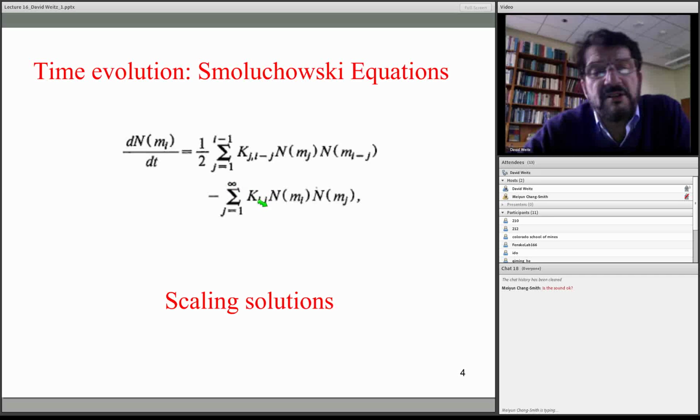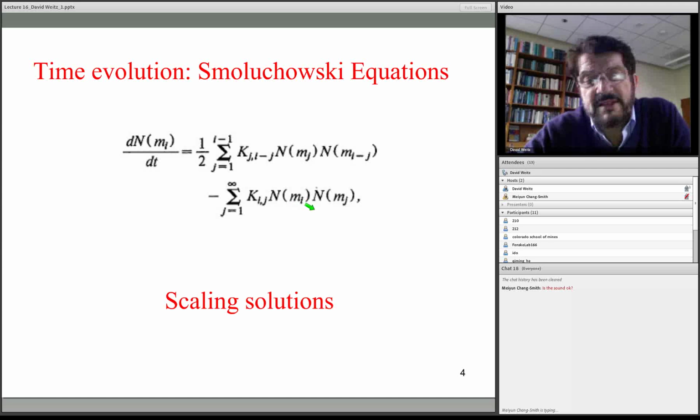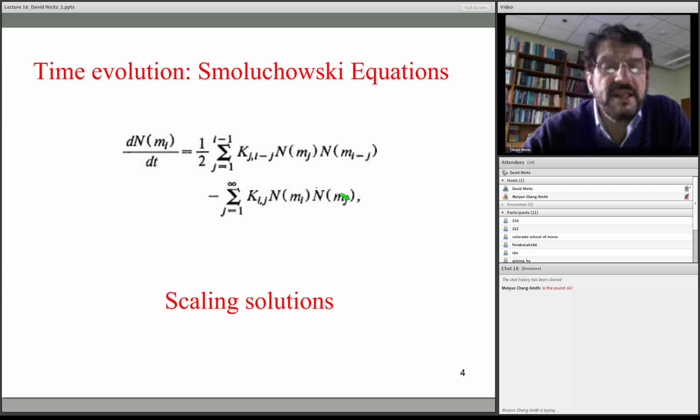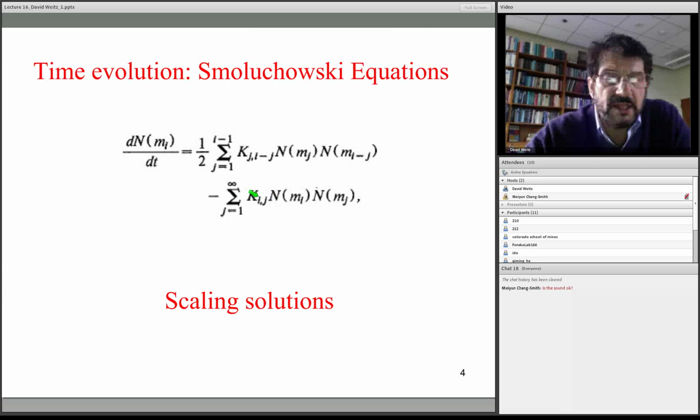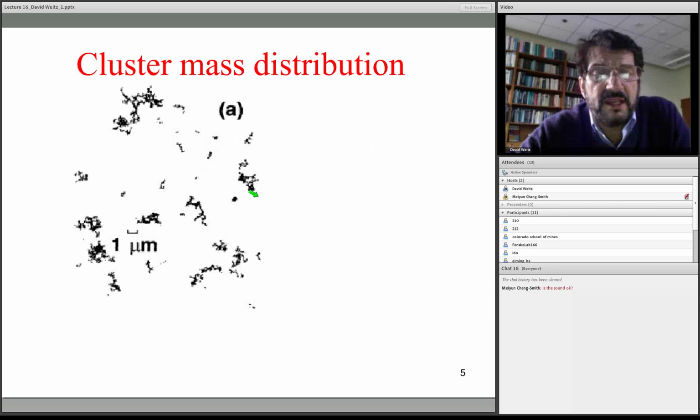Say a cluster of i aggregates with, collides and sticks to, a cluster of j. That means you remove it from the distribution of mass i, and you go to the distribution of mass i plus j. So this is the sum of the formation minus the sum of the loss. And this is just an infinite series of rate equations, just first order differential equations, and you just have to sum these things. You can use these expressions to look at the behavior experimentally of the mass distribution.